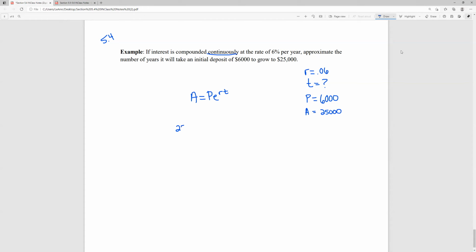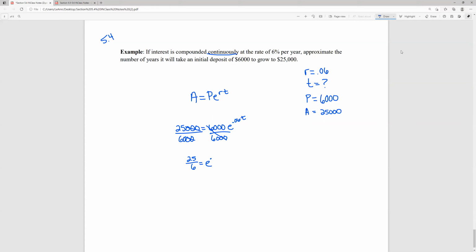So we have 25,000 equals 6,000 e to the 0.06t. Anytime you're trying to solve for an exponent, first of all, make sure that the base connected to that exponent is isolated. That's always kind of our first step to check. So we're going to divide that 6,000 over, and those zeros right there will cancel out. That'll be 25 over 6 if we reduce that down.